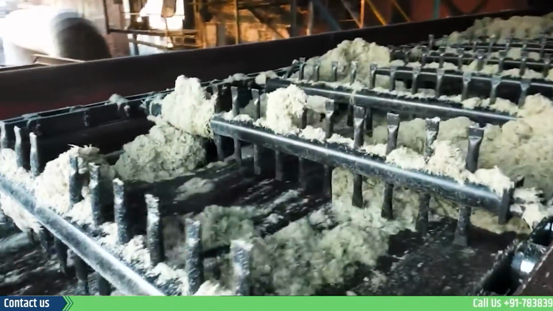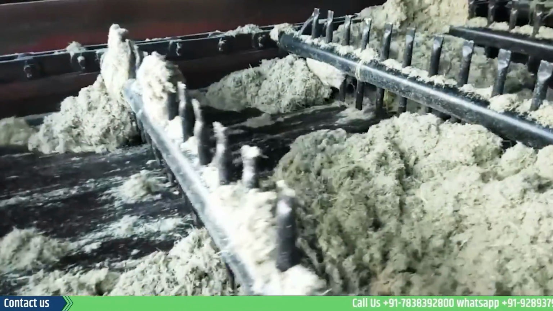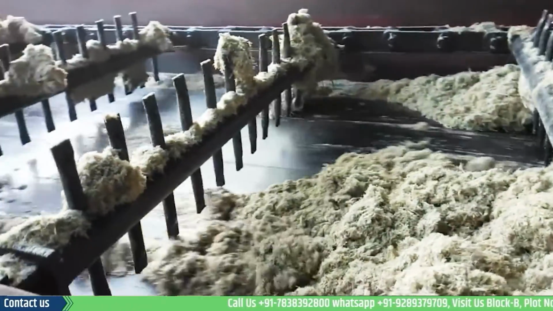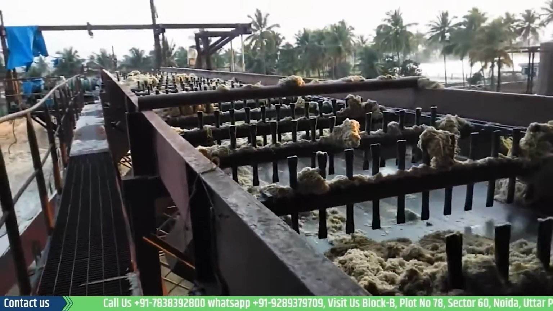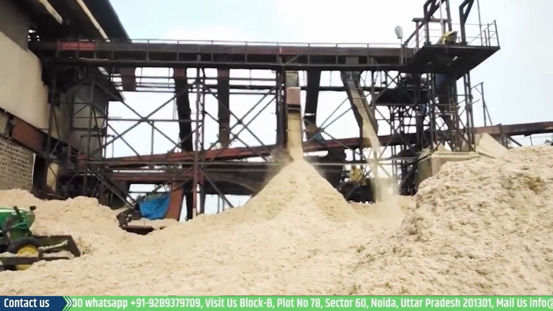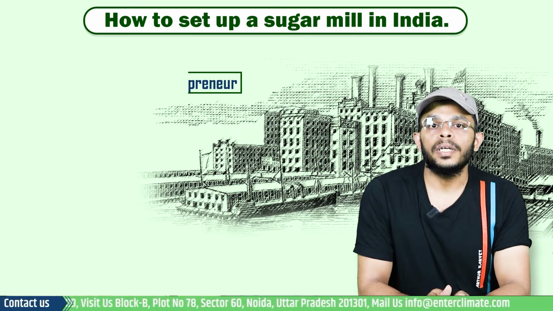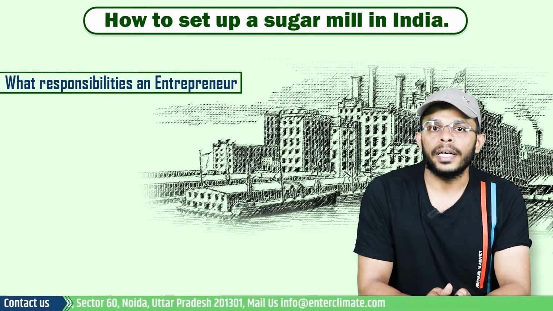The Directorate of Sugar and Vegetable Oil is responsible for implementing policies relating to sugar and edible oil, particularly their availability and monitoring of their prices. Let's now see what responsibilities an entrepreneur will have to undertake during the setup and running of a sugar mill.